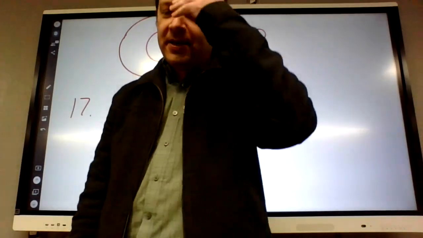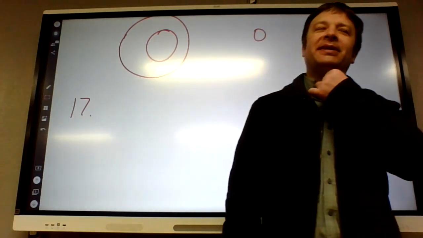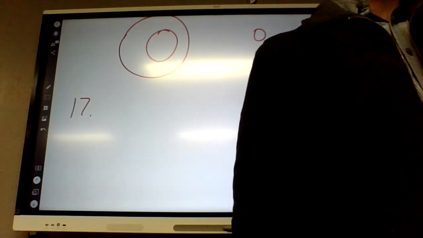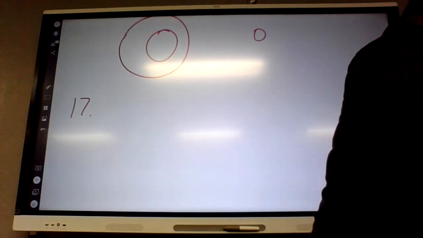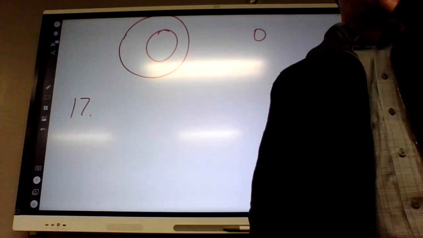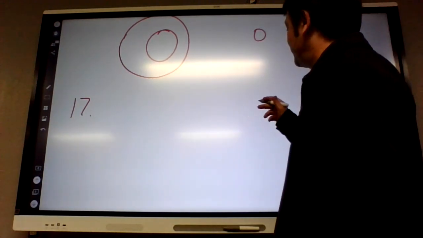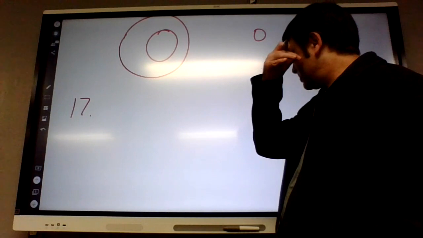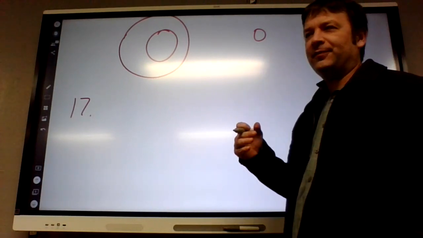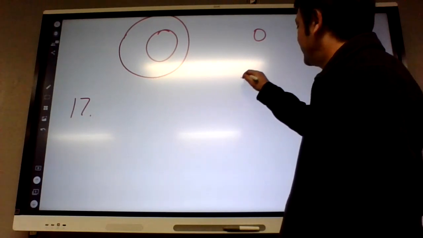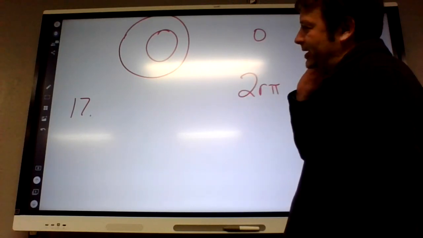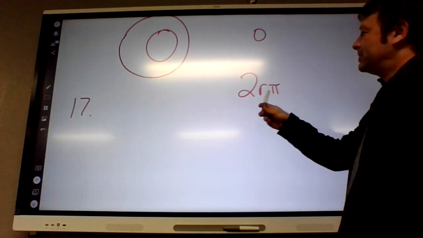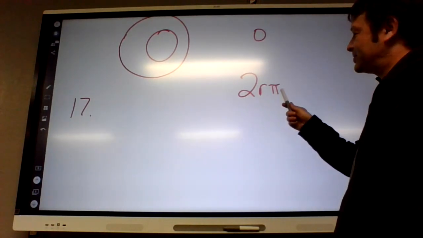Okay, so 16 through 18 is arc length and sector area, which was that worksheet we did once upon a time and turned in last week. So, what was the formula for arc length? Arc length was a fraction of the circumference. You guys remember that? So, what's the circumference? 2 pi r. Okay, this is circumference.